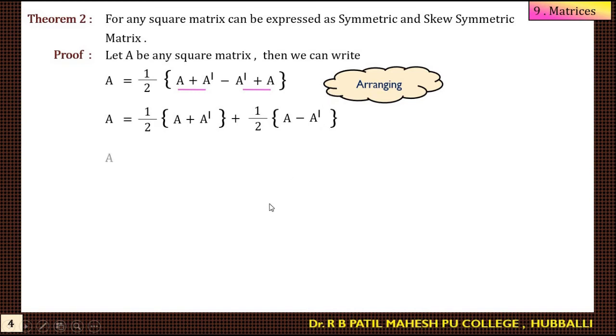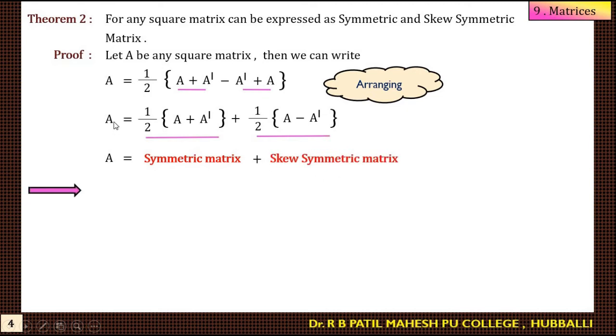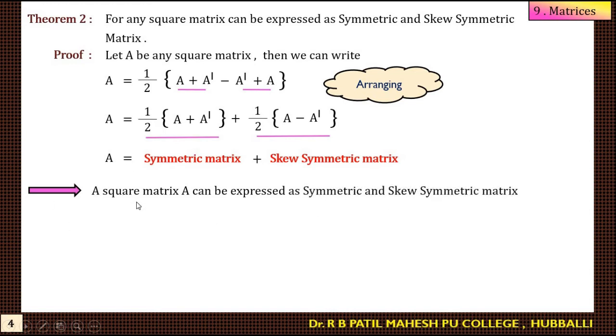So therefore A is now written as half into A plus A dash, which is a symmetric matrix, plus half into A minus A dash, which is a skew symmetric type matrix. That means we expressed A in symmetric matrix and skew symmetric matrix form. To write that, for the symmetric matrix you have to operate this and substitute half into A plus A dash. And for the skew symmetric matrix you have to operate half into A minus A dash. So this implies a square matrix A can be expressed as a symmetric and skew symmetric matrix.